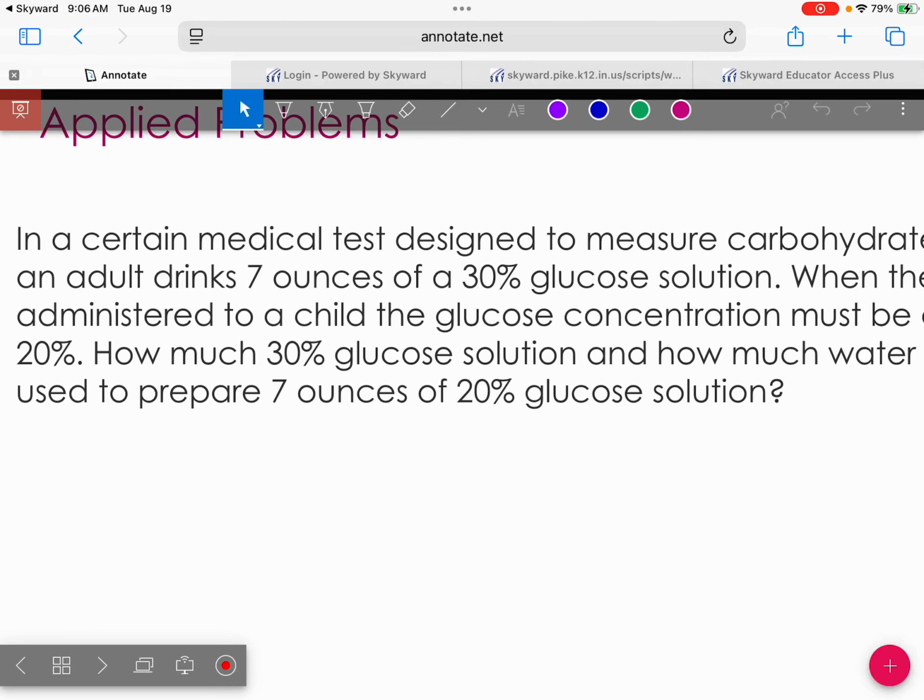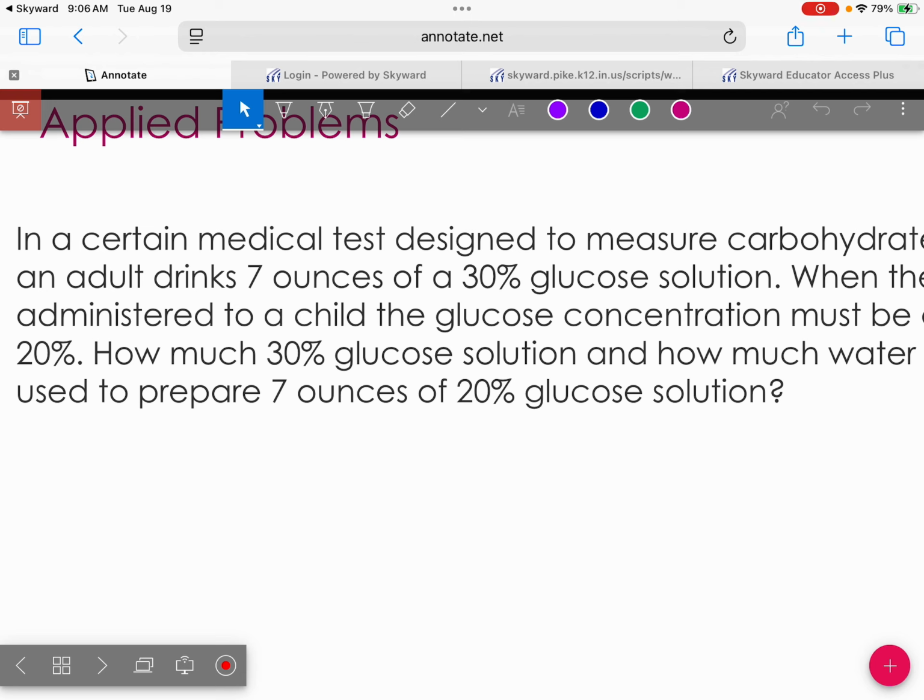Here's a medical test designed for all kinds of stuff: an adult drinks 7 ounces of a 30% glucose solution. So that's the one that they make. They manufacture it. But if they have to give a child this test, they have to decrease the concentration. So we need to mix together the 30% solution and some water to make the same volume, a 7-ounce solution, but of a weaker solution.